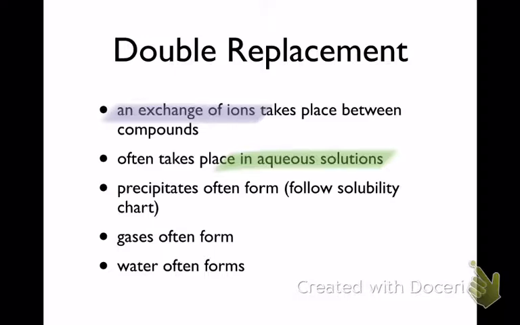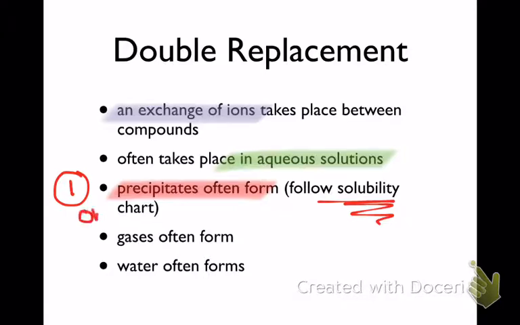Now, what are the criteria? What has to happen? Well, the first one we've seen already in a couple of different labs. One possibility is you get one of your products and it's a solid. It's insoluble. You check your solubility chart. It forms a solid. The solution turns cloudy. I know I have a precipitate forming.